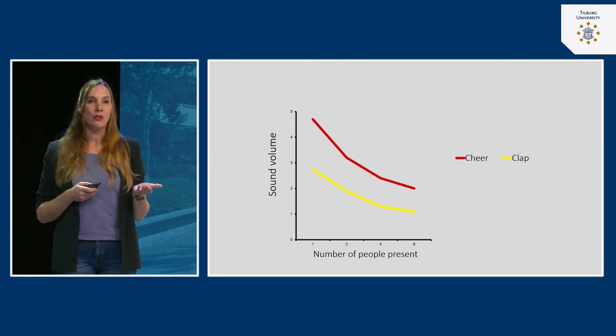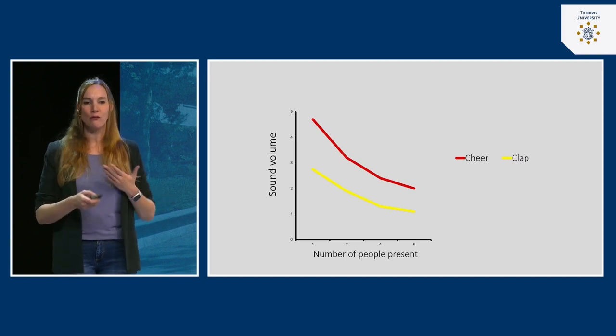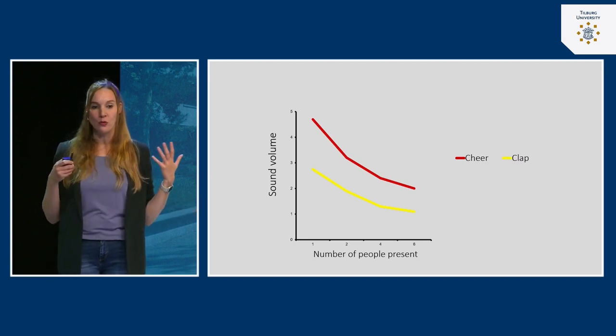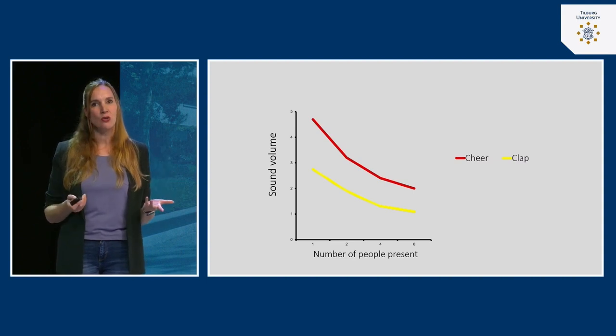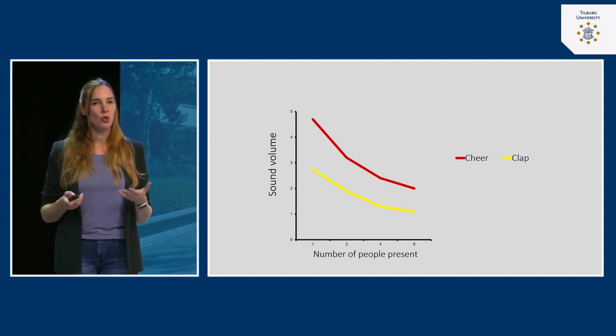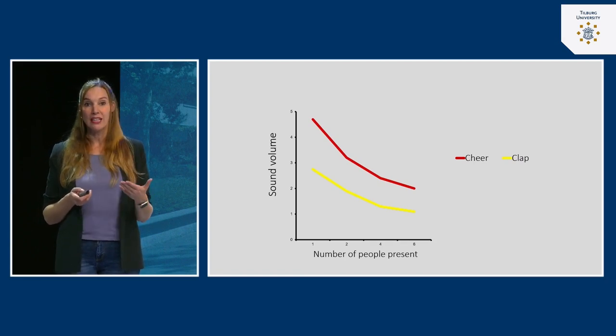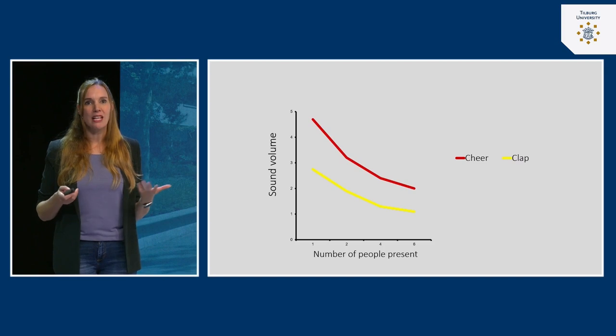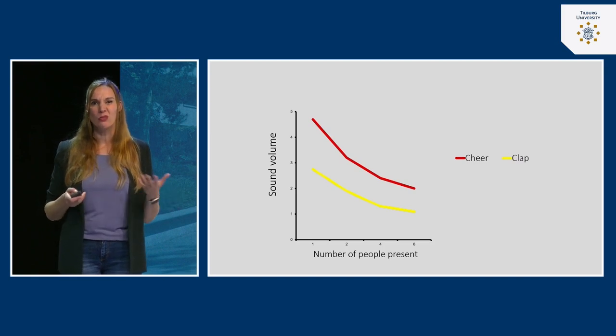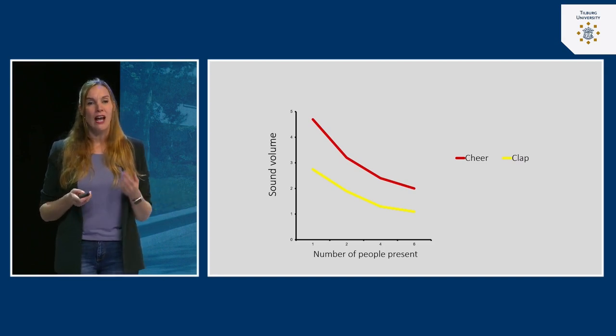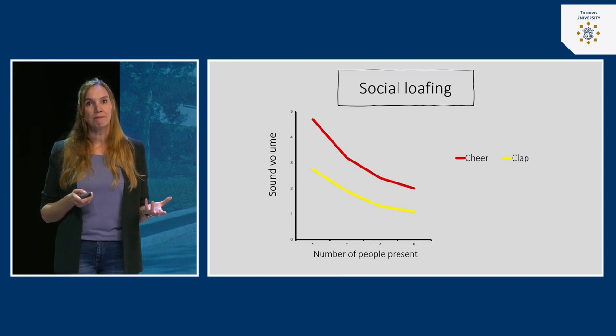And what is interesting to point out here is that they don't really have an excuse. It's not like they have to coordinate something. The instructions were very clear. Just make as much noise as you can. So it's not a coordination problem. It's really a motivation problem. The moment others are there, we just apparently become less motivated to perform and to really put in our efforts. And this is called social loafing.